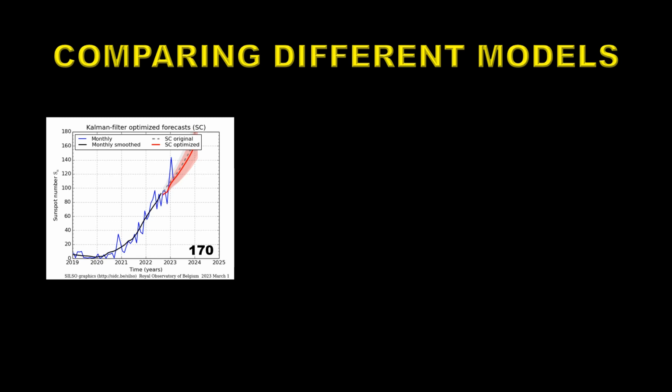This one is called the Kalman optimized filter forecast for the standard curve. And you can see that it's showing a strong upward trend even through the end of 2023 and doesn't show any sign of curving over towards maximum. That one seems the most likely to me, and that predicts a maximum of about 170 or higher.